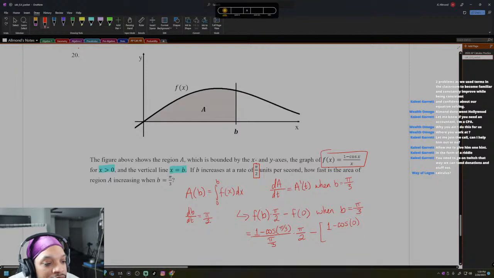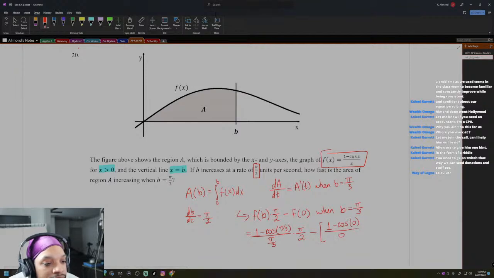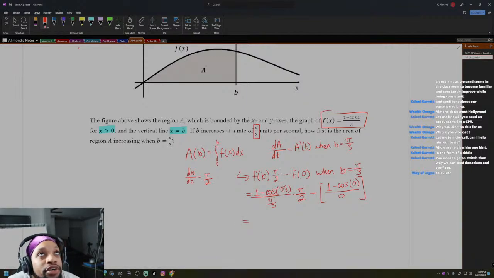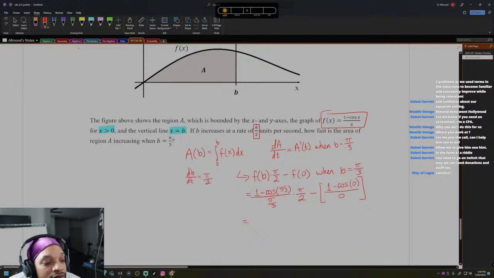Over 0 is kind of sketchy. That's just undefined, like the second function. I don't know what that means in terms of subtracting an undefined number, though. Cosine of pi over 3, that's what, 1/2? 1 minus 1/2, which is just 1/2.